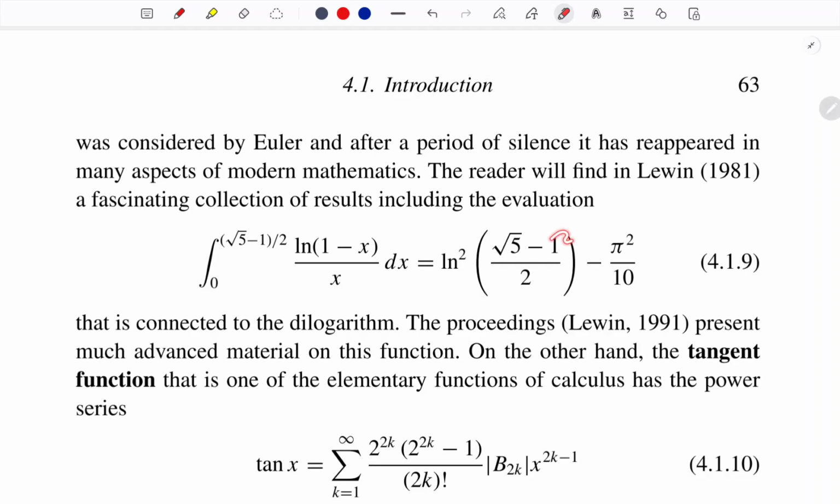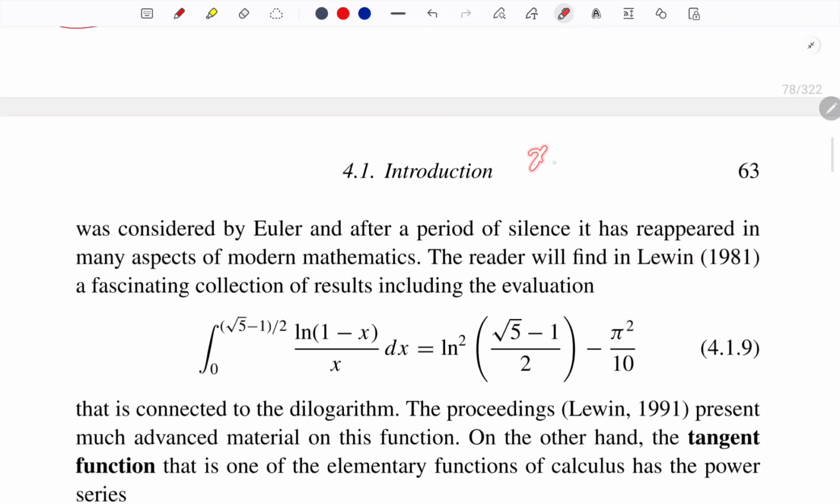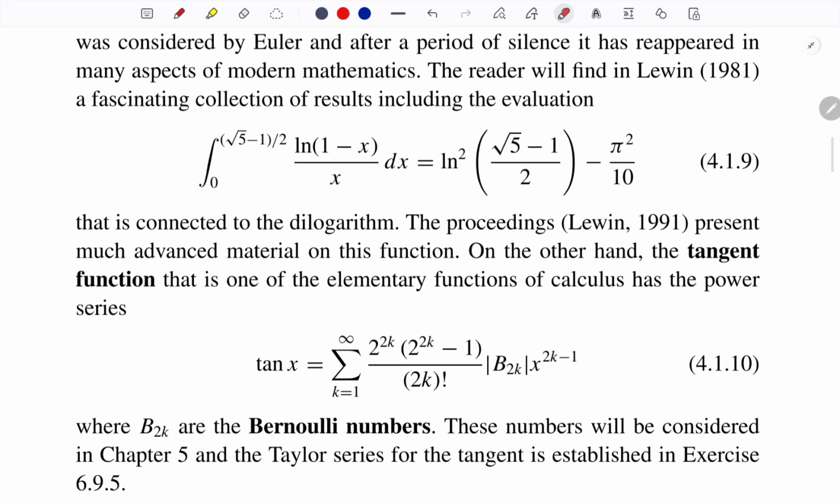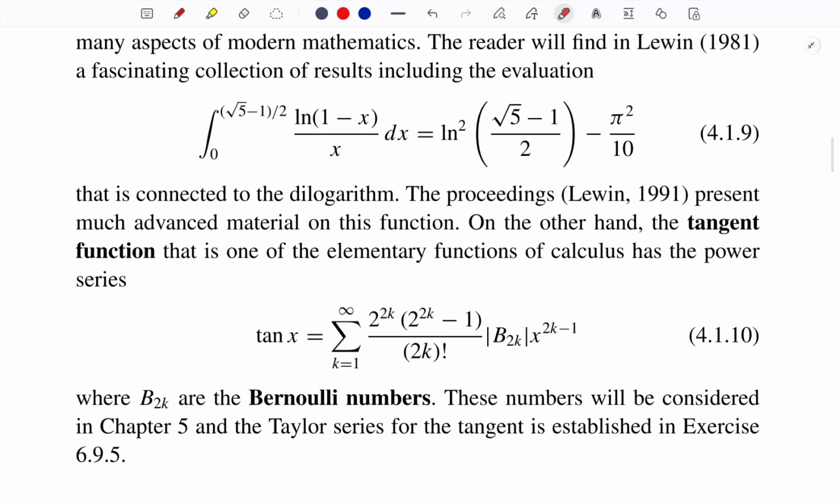Maybe I'm correct, but this is the phi function. No, it's the psi function, I think, because it's the solution of x squared minus x minus 1, I think. Yeah. Oh guys, that's what I'm talking about.